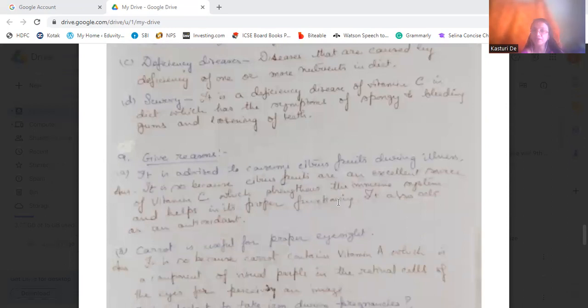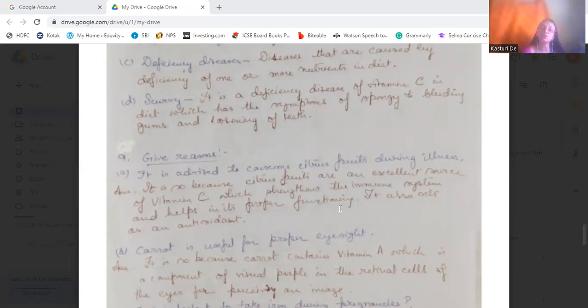Then give reasons. It is advised to consume citrus fruits during illness, why? Because citrus fruits have vitamin C. Okay, and vitamin C strengthens the immune system and helps in proper functioning of the immune system. It also acts as an antioxidant. Okay, that's why a person is asked to take more citrus fruit if he is ill.